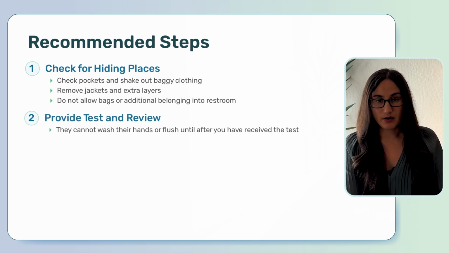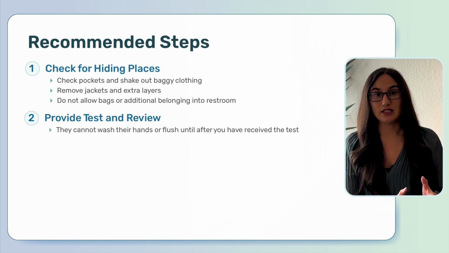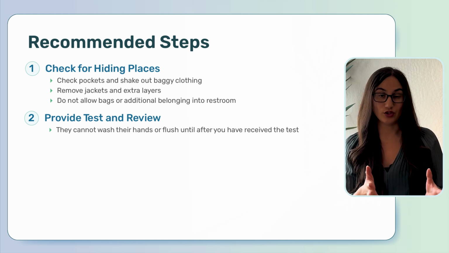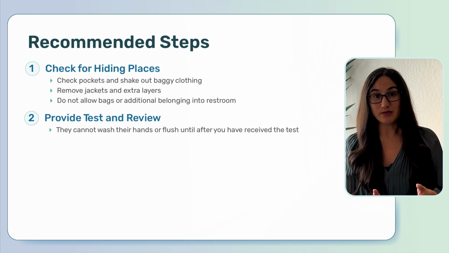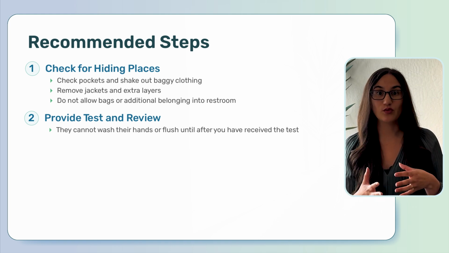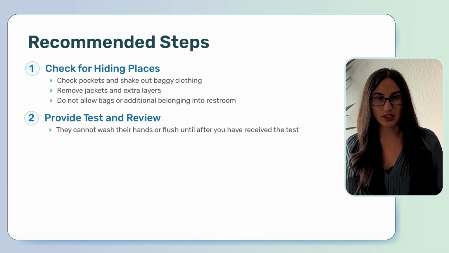Now, when you give them the cup, remind them to not flush the toilet or wash their hands until after they have given you the sample back. This is really important because we're trying to make sure that the sample is not diluted. And sometimes people will try and use the faucet or the toilet to dilute a sample. And also, sometimes people will try and use just the sound of those things to mask them rummaging around or doing something. So again, no washing their hands or flushing the toilet until after they've given you the sample.